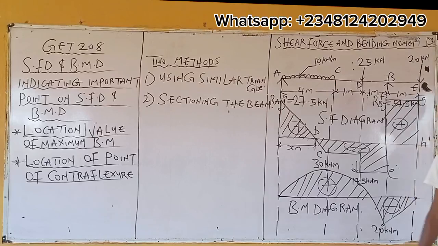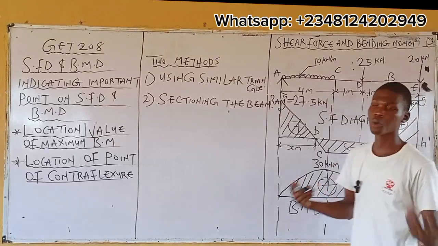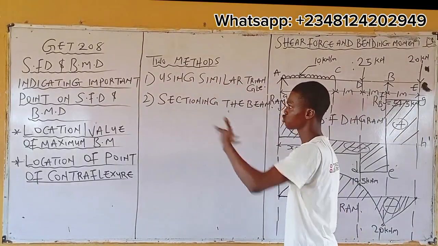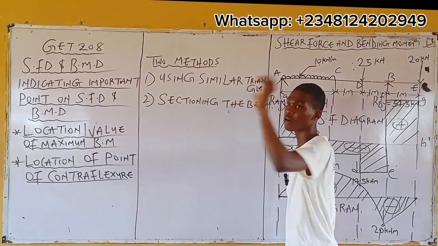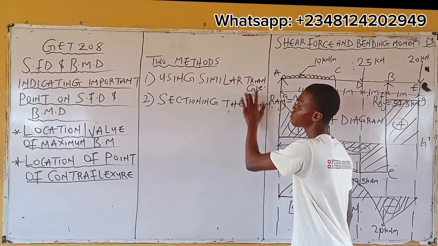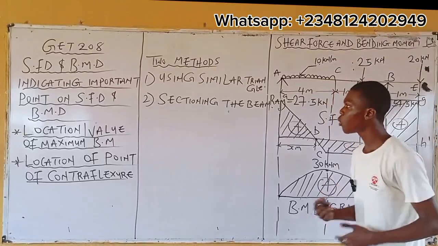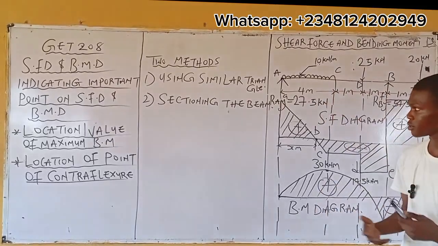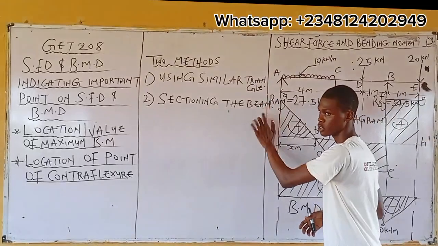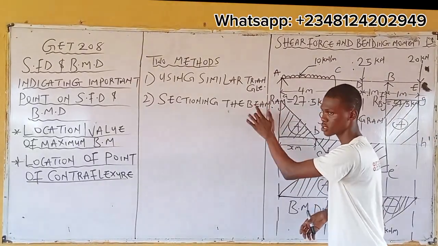When you read on your own, the commonly used textbook for strength of material, or for structures generally, is Archimedes. If you check Archimedes, you see this guy using similar triangle. But I don't know the lecturer taking you guys. This is what Engineer Ogunbadi is going to teach you, so this is what you'll be taught in your class.